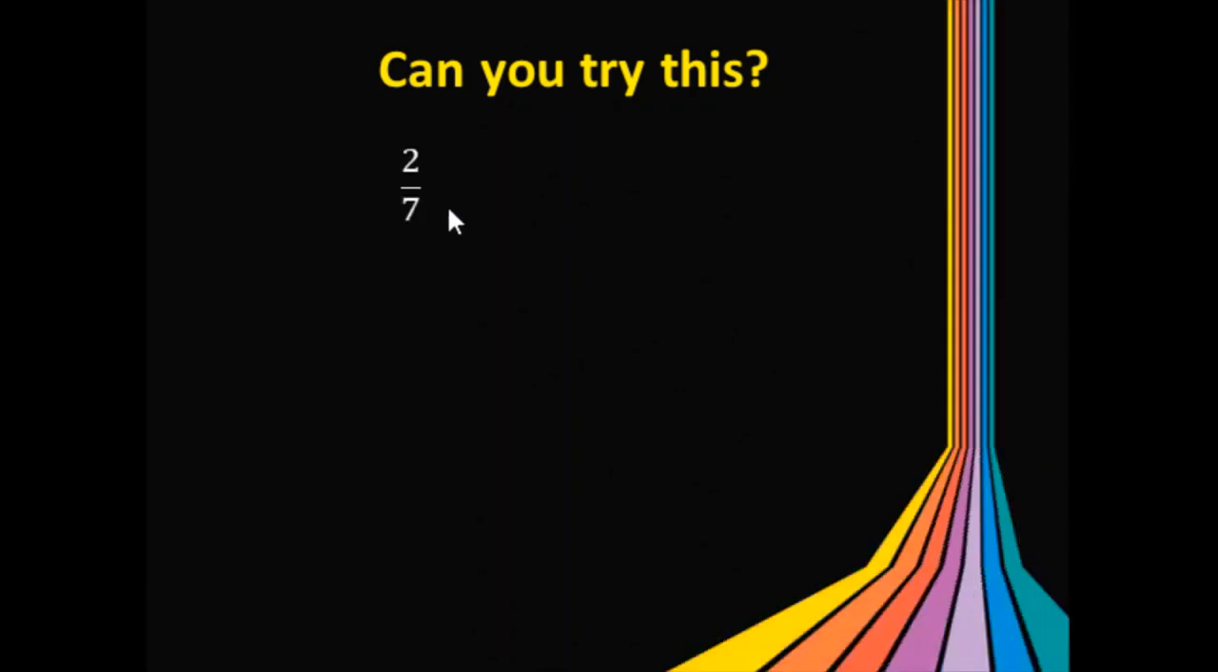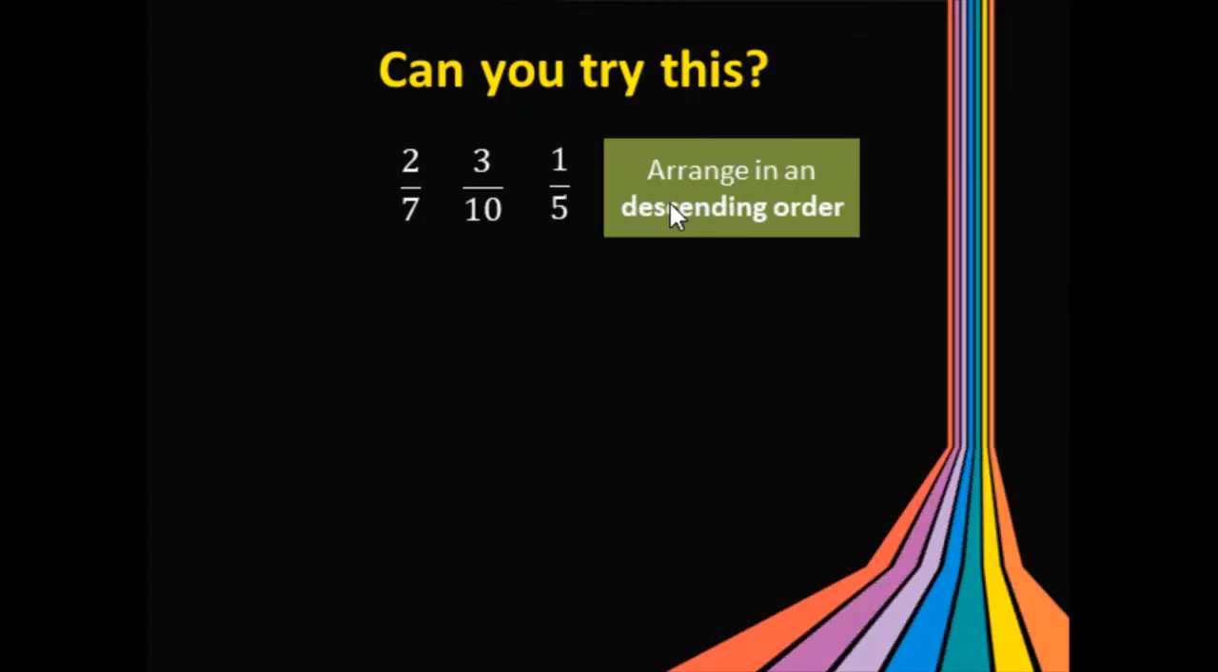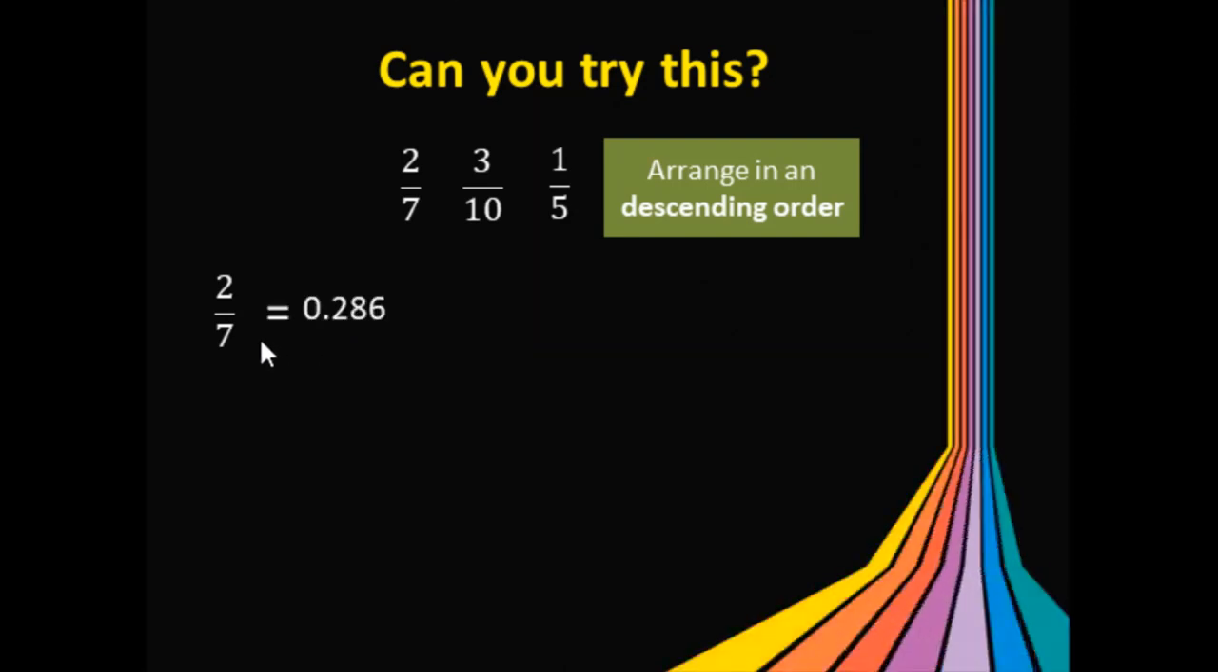Let's have 2/7, 3/10, and 1/5. Arrange in descending order. Find the common denominator. Okay, this time you find the equivalent decimal number. Go. Okay, let's do it together.